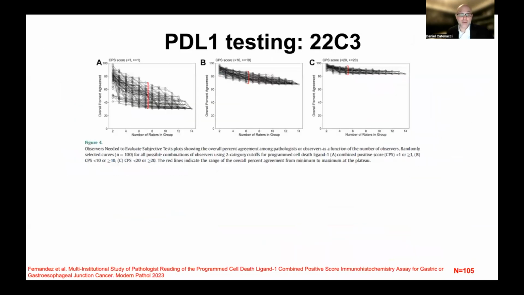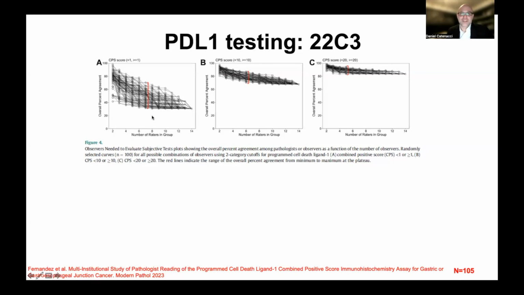In addition to that, a very recent study that just came out, again, its overall conclusion was that PD-L1 testing is problematic and challenging and not really that reliable. Again, when you look at the details, on the left here, you see the scoring of positive or negative based on the CPS score of 1 as a cutoff versus 10 in the middle versus 20 on the right. And what you see is the different pathologist scores and the range in the red bracket.